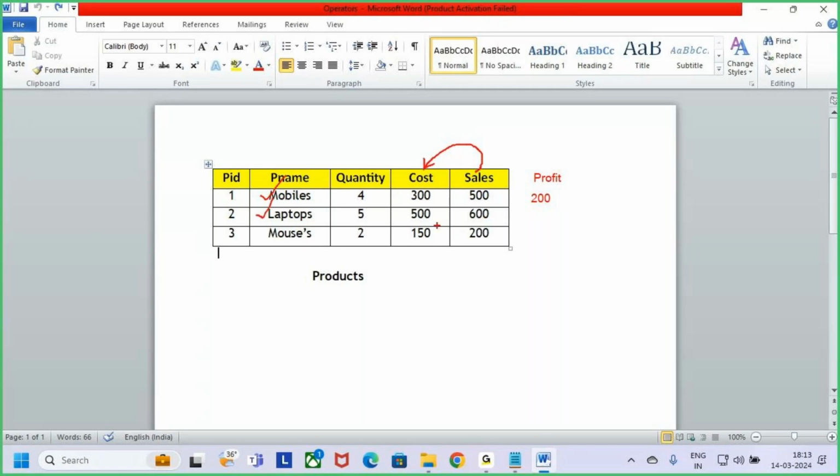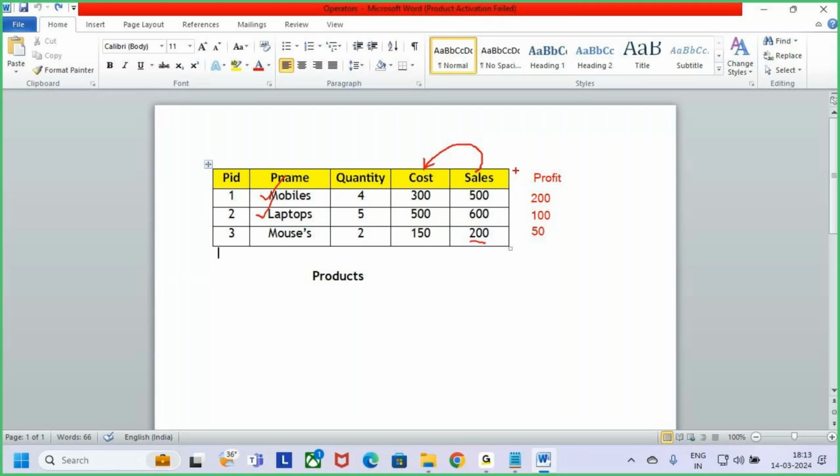Next, I want to find out by selling one laptop, what's the profit he's getting? 600 is the selling price, 500 is the cost price. So 6 minus 5, 1. So 100 is the profit he's getting by selling the laptop. And next, mouse, 200 is the selling price, 150 is the cost price. So what's the difference between these two? 200 minus 150, 50 rupees is the profit he's getting.